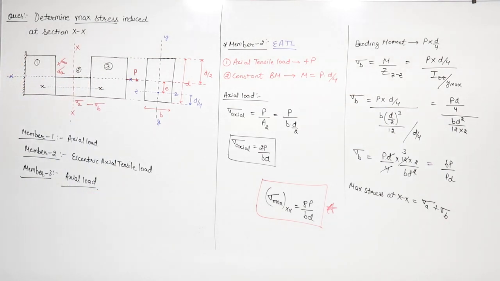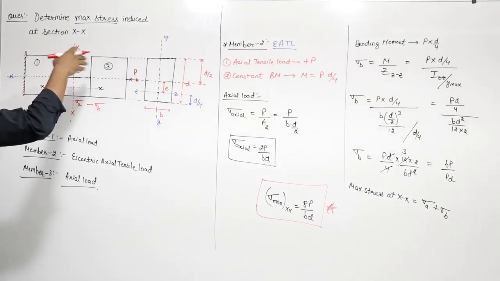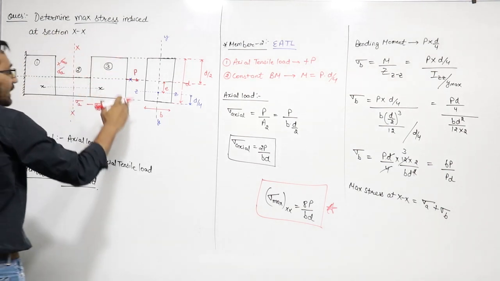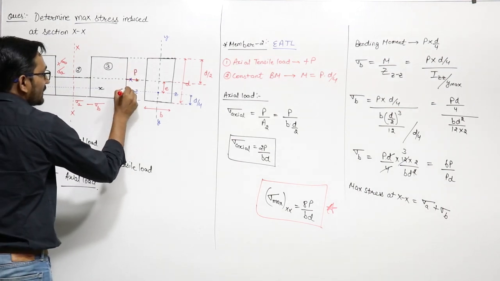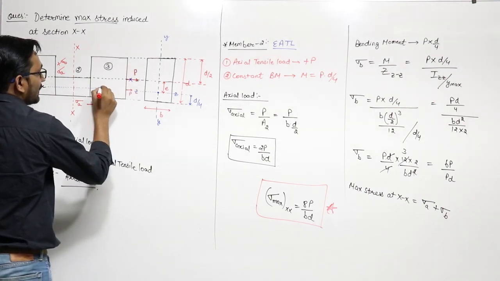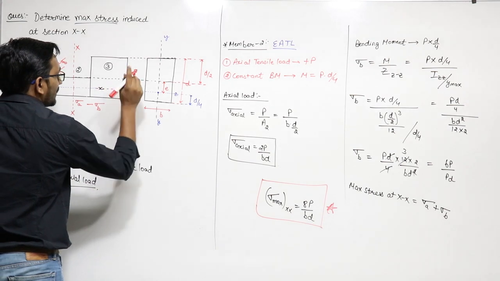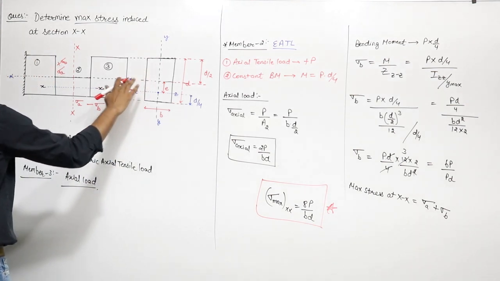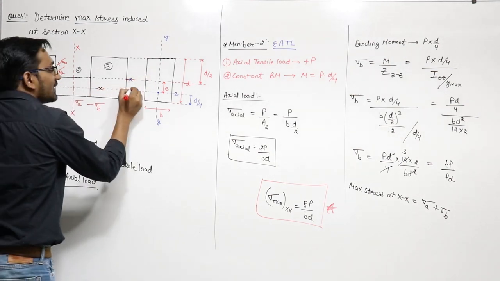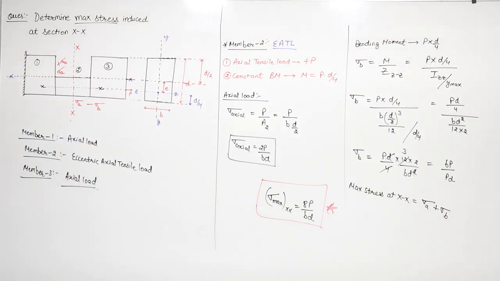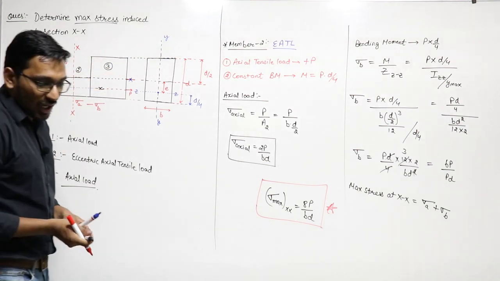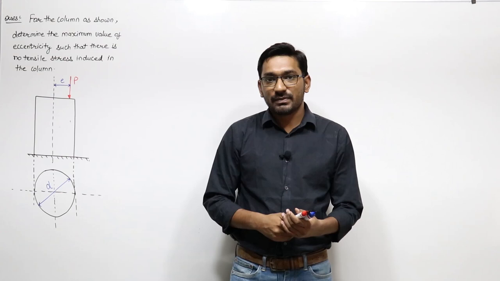What is the maximum stress induced in the figure in members 1, 2 and 3 if this load P is acting here at this axis? Just try this question once. When load P is acting at this point, what is the maximum value of stress induced at sections 1, 2 and 3? This is how you can solve this type of question.